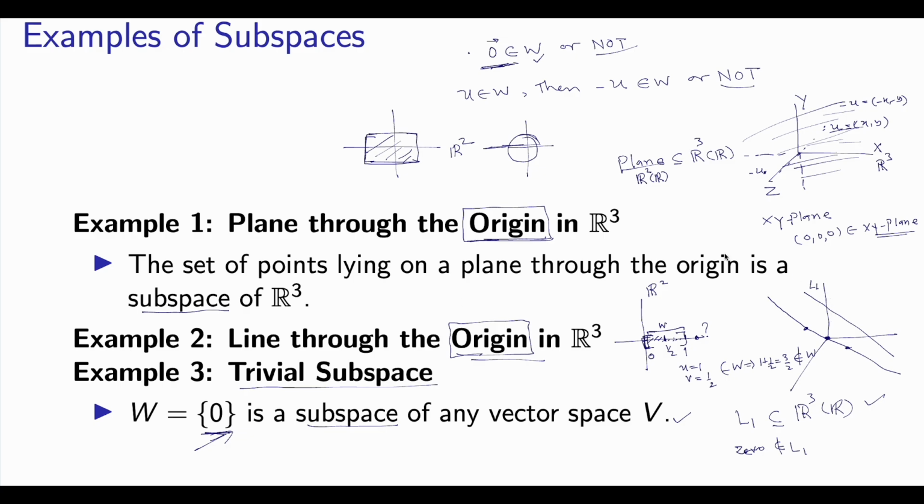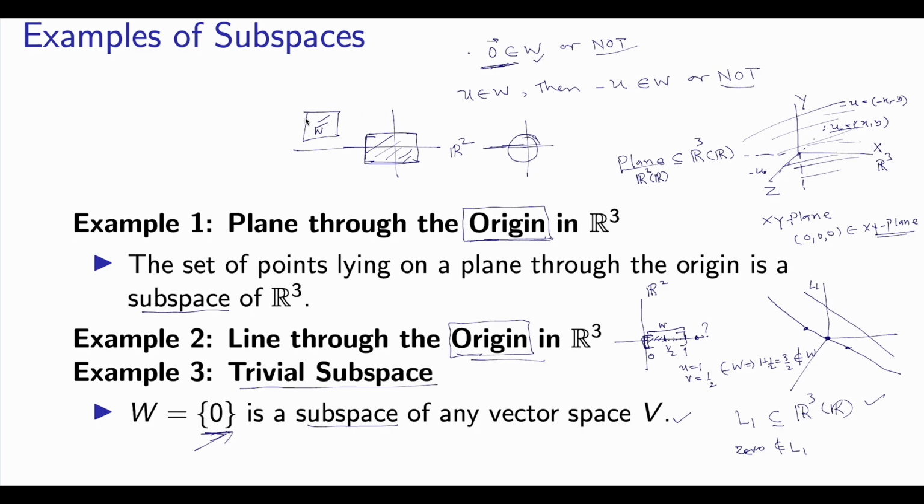So we can see geometrically that a line that does not pass through the origin is not a vector subspace. Similarly, any bounded domain in R2 is not a vector subspace, whether it contains the origin or not. If it does not contain the origin, let's say you have some plane here, right? This plane is W.